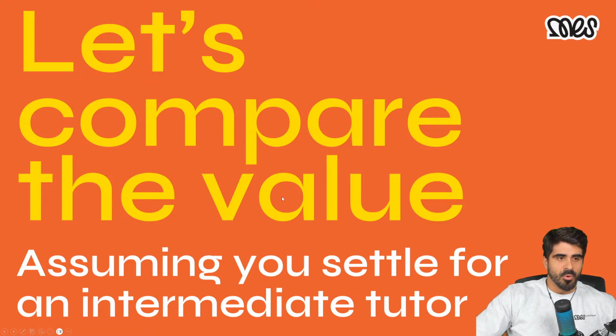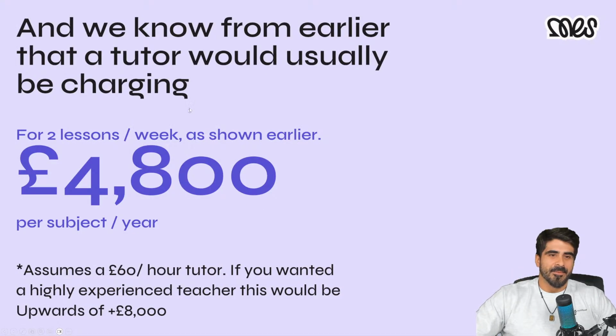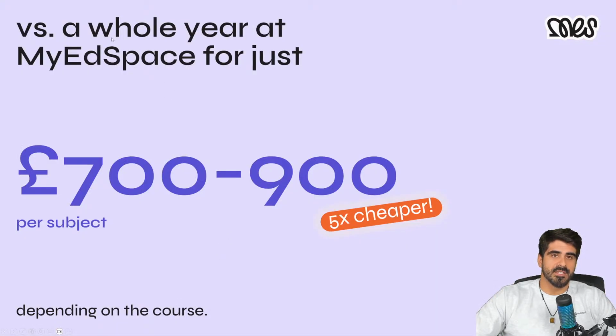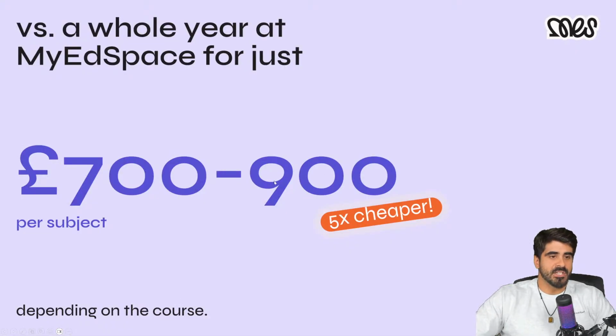Let's compare the value. What are we doing here at MyEdSpace? So, remember we said that it will cost you about £5,000 per year for a private tutor. And if you get a really experienced tutor, you're looking at upwards of £8,000 per year. Or you could choose us at MyEdSpace, and you guys are very familiar with the way I teach already. For the whole year, it's 5 times cheaper. You're looking between £700 and £900 compared to £5,000 per year for the same amount of contact time. 5 times cheaper. This is for the whole year, by the way.